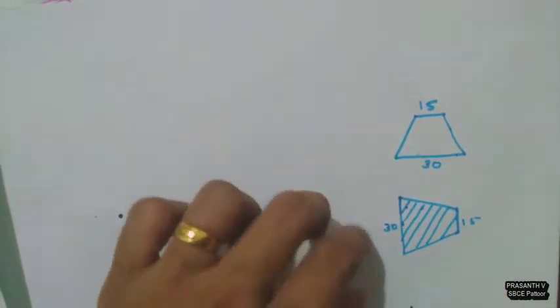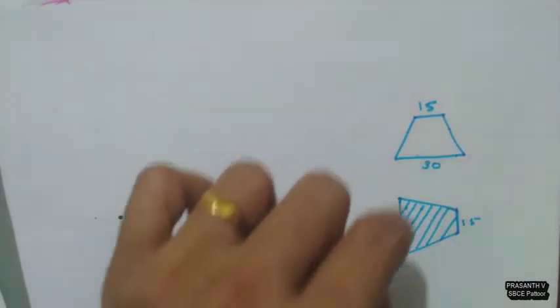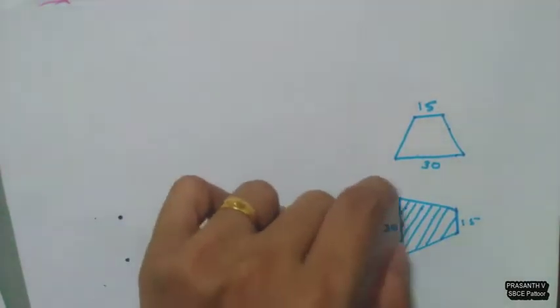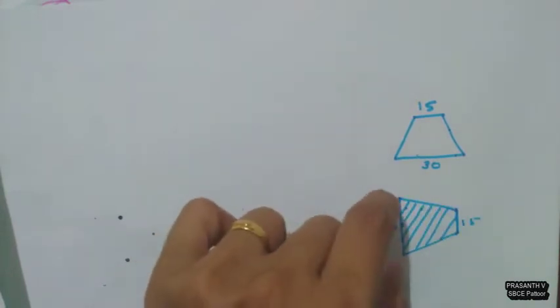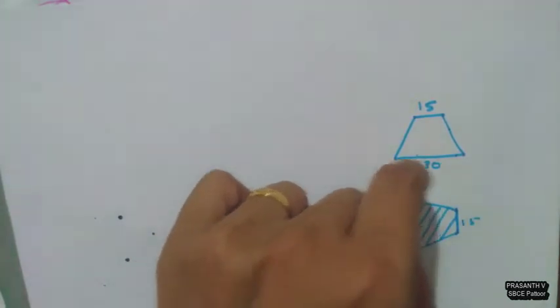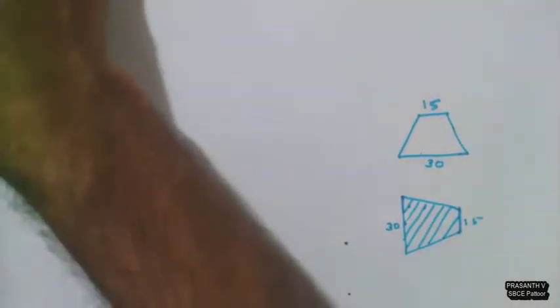See, the opposite sides of the trapezium are given as 30 and 15. That 30 and 15 we are going to mark as the vertical distance in the top view of the square pyramid. I will show how to do that.